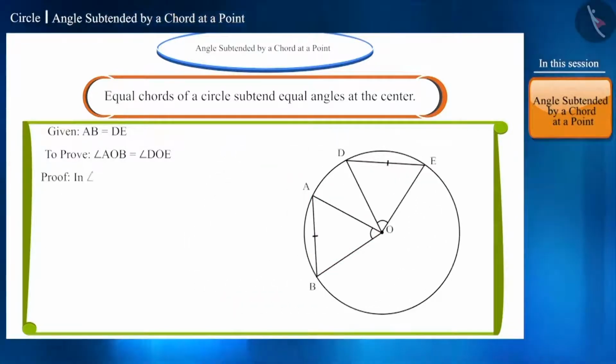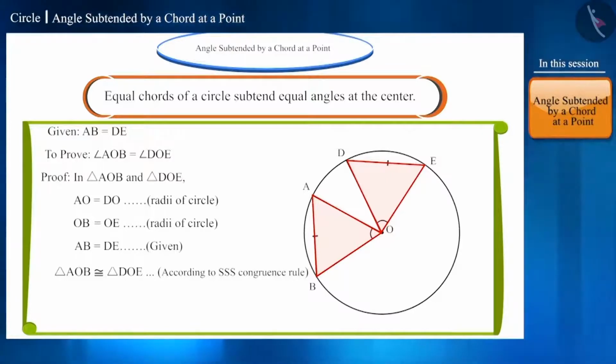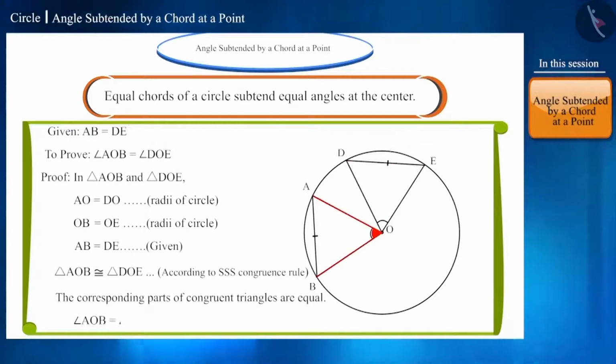Friends, look at triangles AOB and DOE. These are isosceles triangles because their sides are the radii of this circle which are equal, and we are given that AB and DE are also equal. Therefore, both these triangles are congruent according to the SSS congruence rule. Hence, angle AOB will be equal to angle DOE.